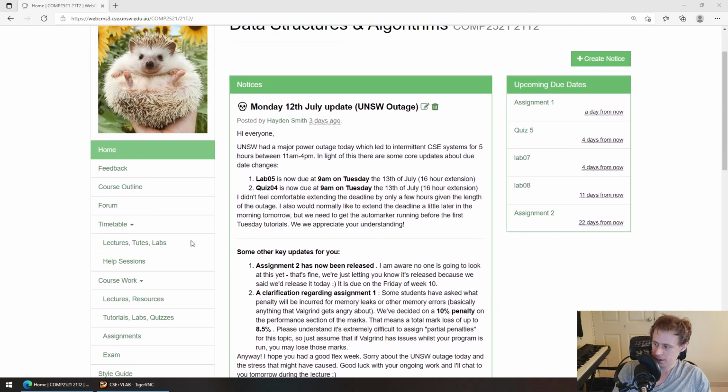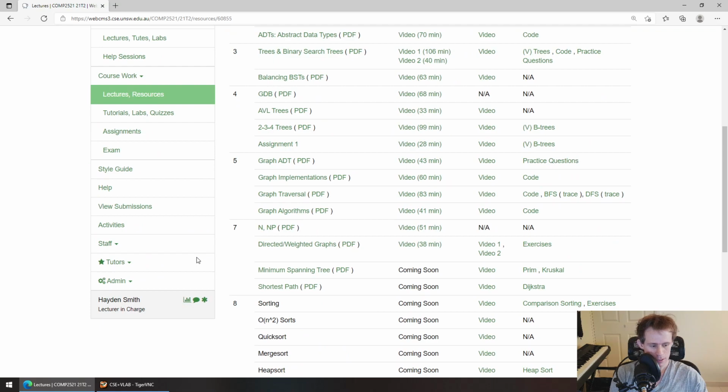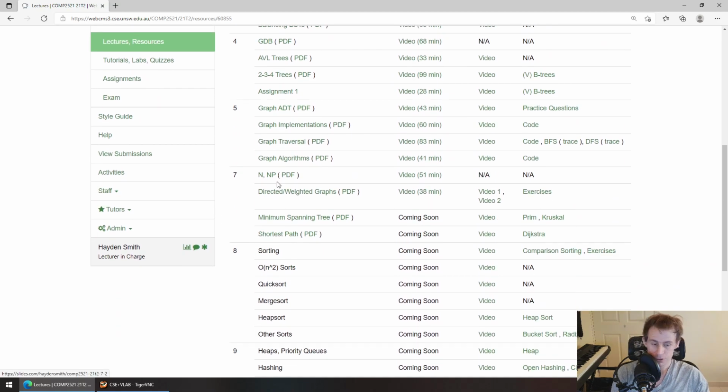Just as a bit of a preface for today, the two topics we're going to be chatting about are minimum spanning trees and shortest path. So we're going to be trying to figure out, given a graph, what is the minimum spanning tree of that graph, and then given a graph with a couple of nodes, how do we find the shortest path between those nodes?